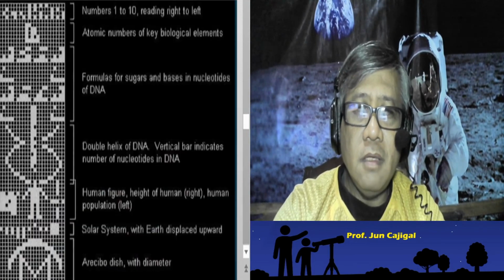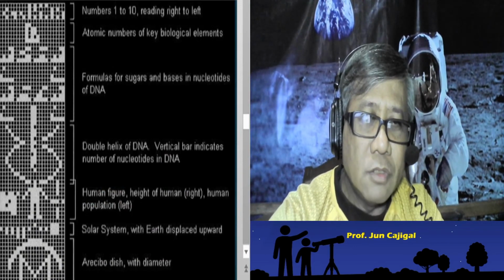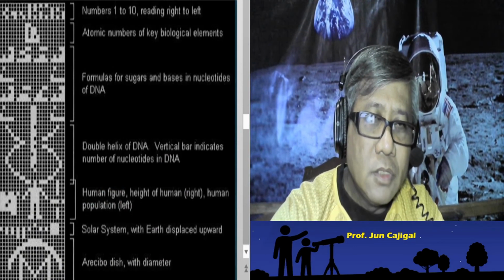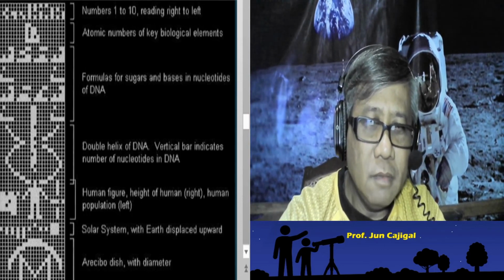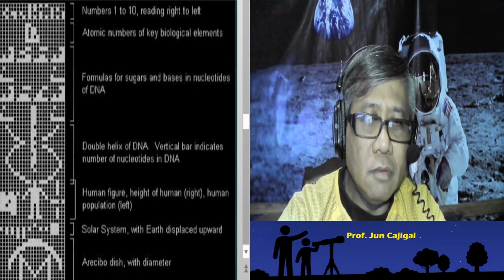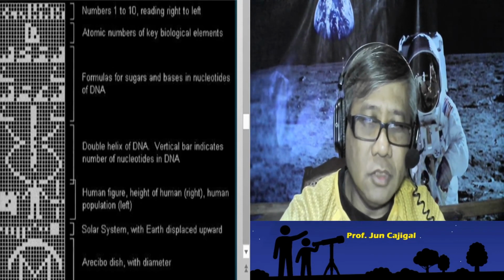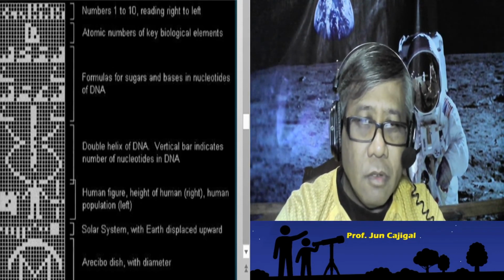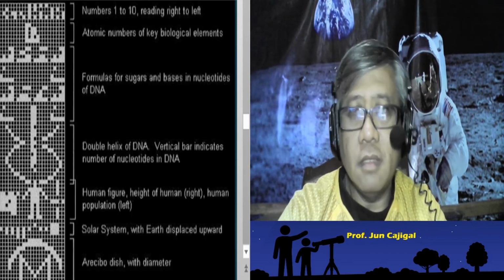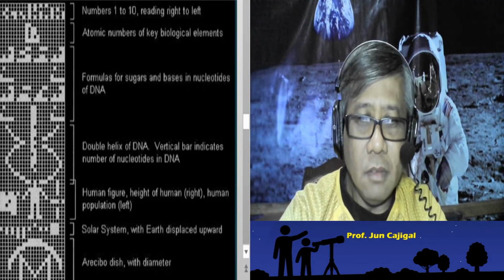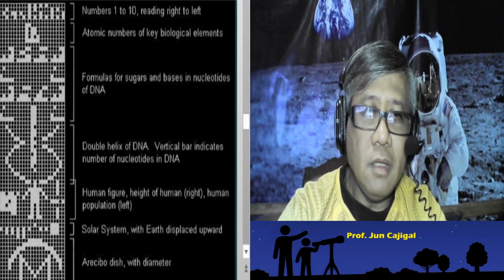And here is the coded message developed by Carl Sagan and his team. Just follow my cursor. The first layer is the numbers 1 to 10. Then the second layer are the atomic numbers of biological elements like carbon, hydrogen, and oxygen. Then the third layer has the nucleotides, the four nitrogenous bases: adenine, thymine, cytosine, and guanine.